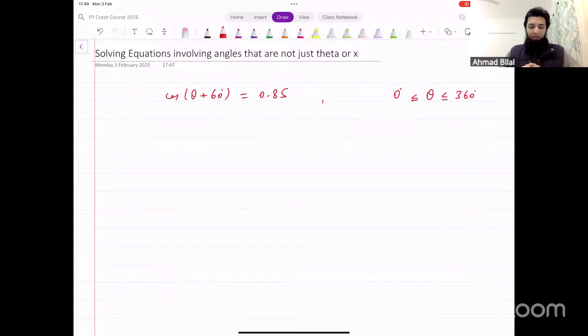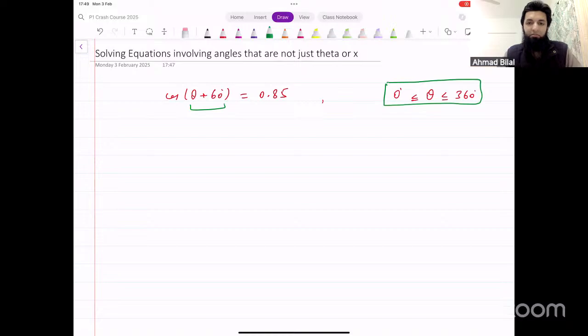Okay, that's good. So cos of theta plus 60 equals 0.85. Theta is between 0 and 360. That's the interval that we're given. We want to solve this equation. Now, how do we go about this? The problem in such equations is the angle is not theta. The angle is this whole thing, which is theta plus 60. This whole thing is the angle. And the interval that we're given is from 0 to 360. The interval is for theta. The interval is not for theta plus 60.